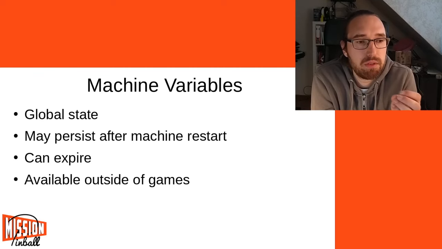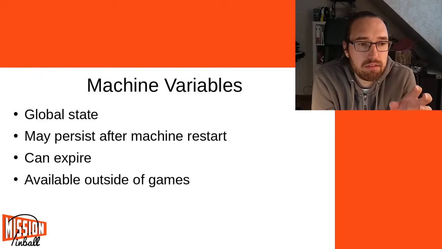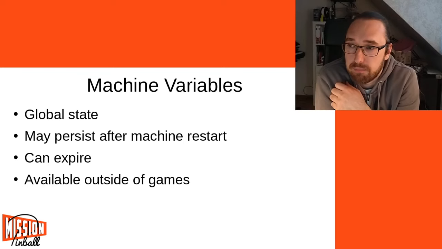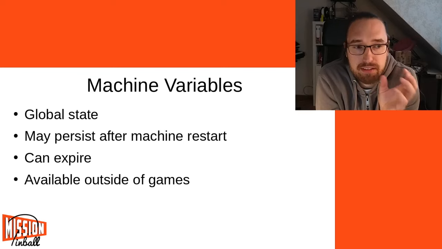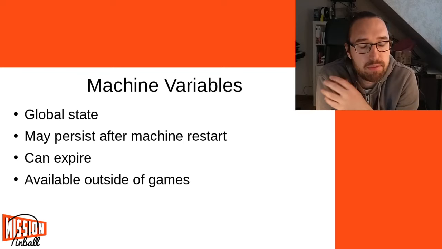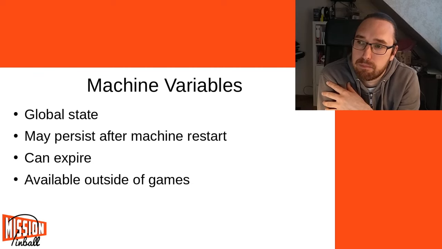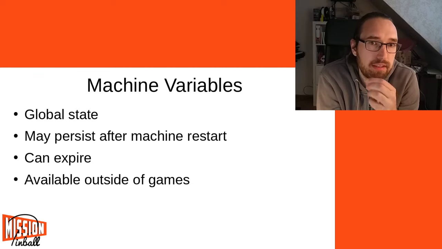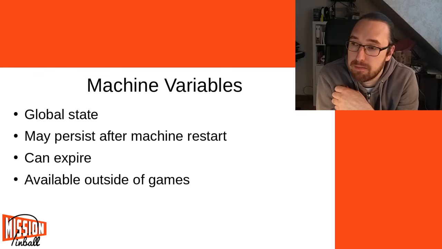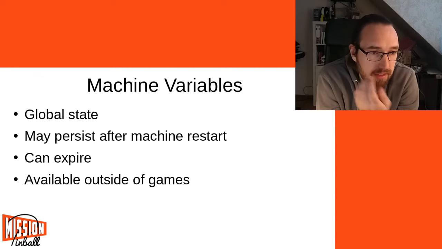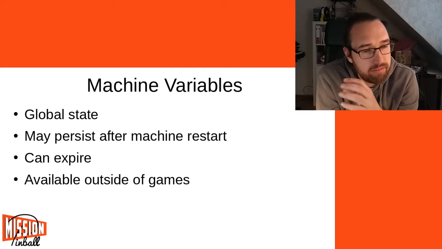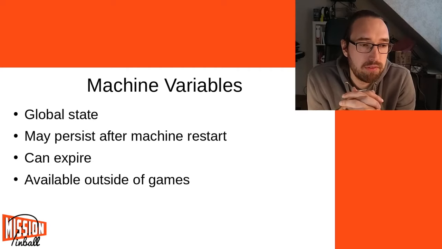So we use this, for example, for stuff like credits, I think for fractional credits, for example, and those will be available for a few minutes, and afterwards they will just be forgotten. And that doesn't matter if the machine is actually restarted or not. This is basically a timestamp, and afterwards we will delete this variable. And if it's persisted after restart, that's a flag. So it's either persisted or it's not persisted. Generally, as they are global, they are available outside of games.